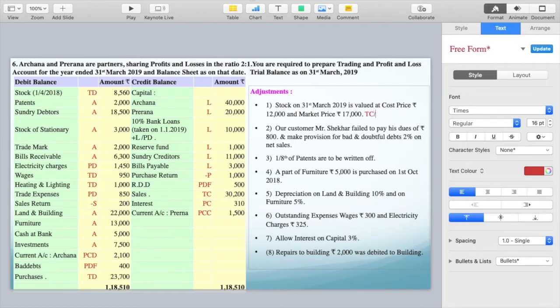P&L credit side and assets. Okay. Then our customer Mr. Shekhar failed to pay his dues of rupees 800. So failed to pay his dues means it is a bad debts. He's not going to pay us back, right? So that's the bad debts.